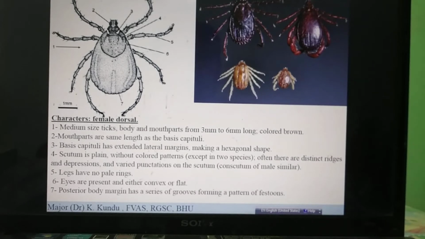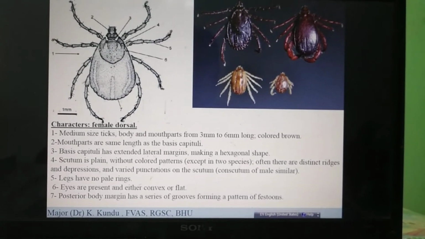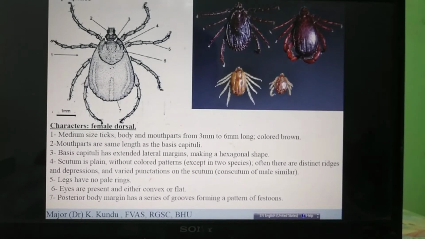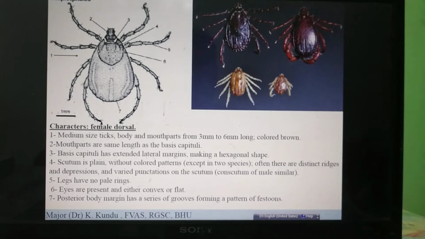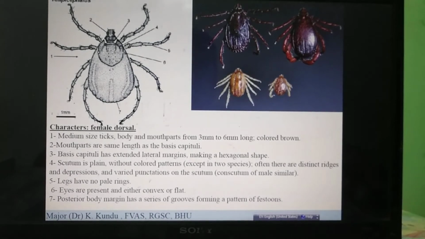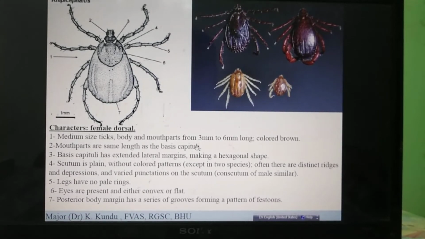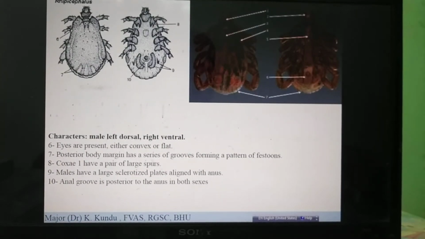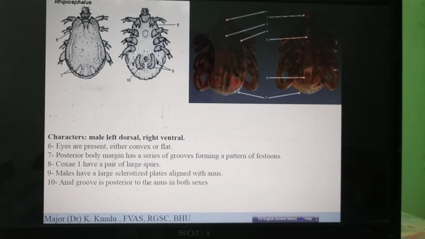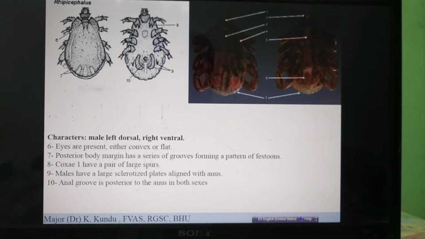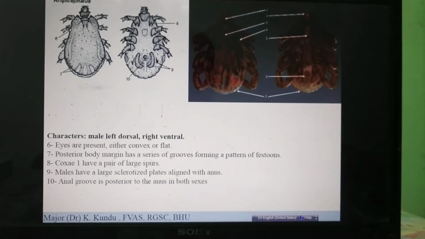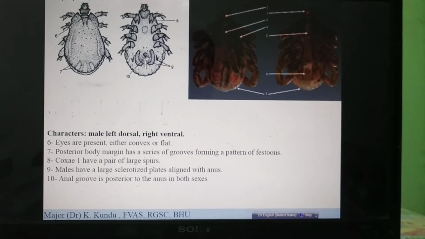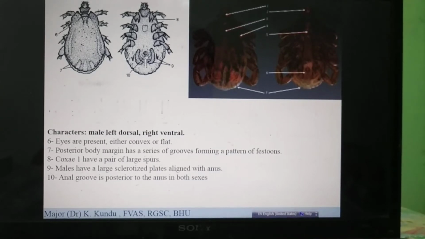Now one important thing is that if you have to identify the genus and the species, the most important is to go for the identification of the male. The male reveals a lot of characters on the basis of which we can identify the genus and the species. Now let us go for the male. Here you can see in case of male Rhipicephalus, the hexagonal basis capituli, short mouth parts, the festoons, and on the ventral aspect. So this is the dorsal aspect, this is the ventral aspect. In the ventral aspect you see the genital opening, anal opening, number 10.